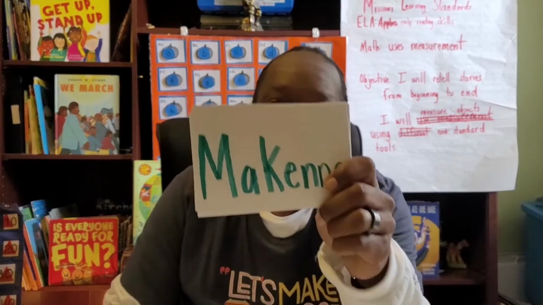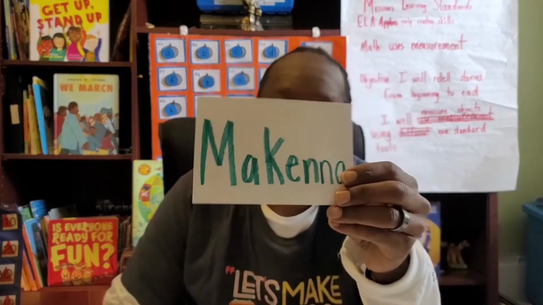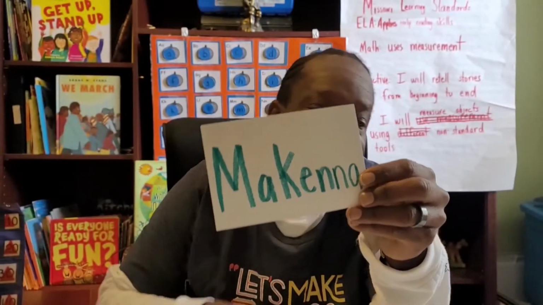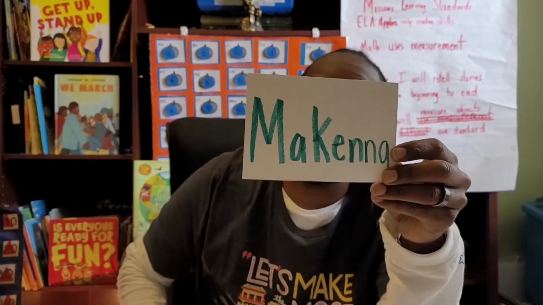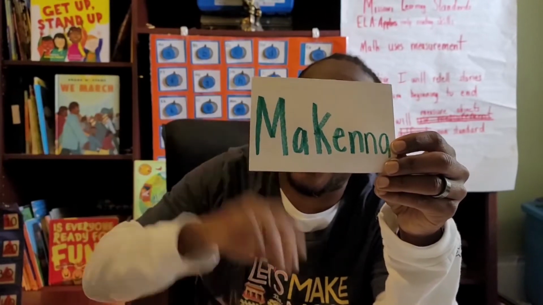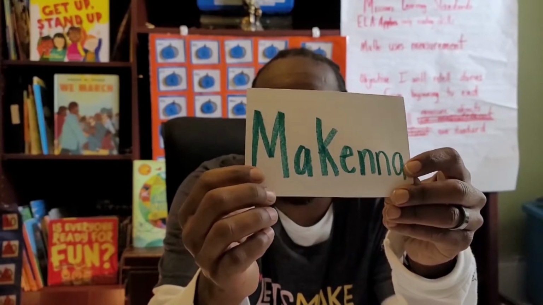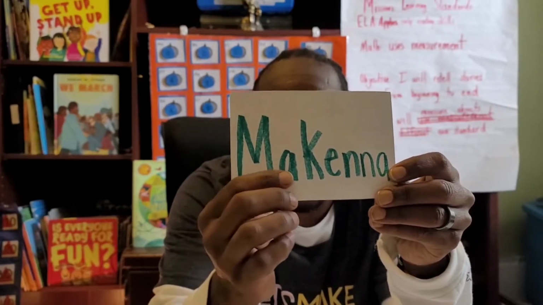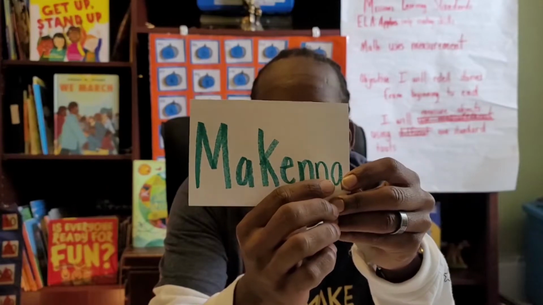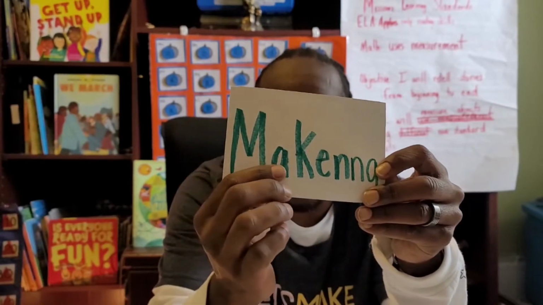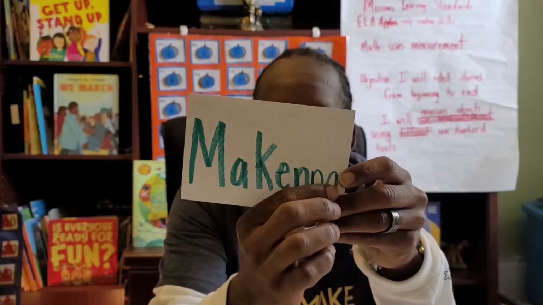We have some of our friends' names. And whose name is this? If that's your name, raise your hand. That's right, that's McKenna. Hi, McKenna. What letter does McKenna's name start with? A capital M. Let's spell McKenna. M-A-K-E-N-N-A. McKenna. Hi, McKenna.